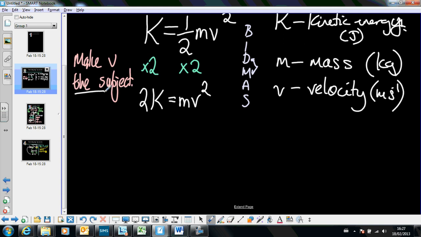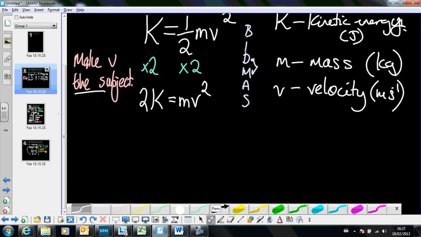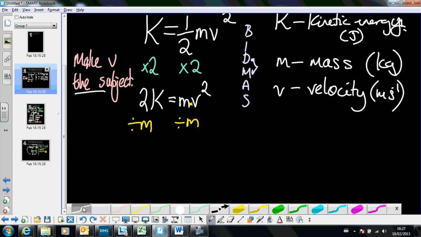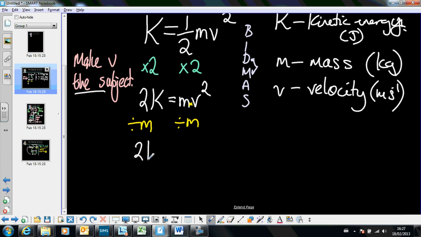So I need to get rid of that m as well. And obviously that m, we don't write it in usually. That m is being multiplied, so how to get rid of it is to divide. Divide both sides by m. This is no different to if it was a number. Just going to leave it in the bottom of a fraction in the denominator. 2k over m is equal to v squared.